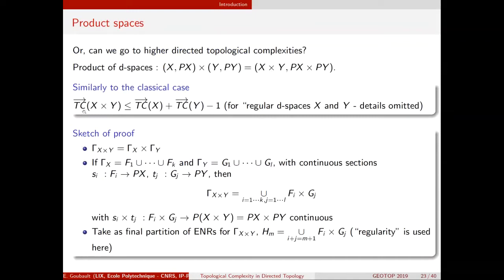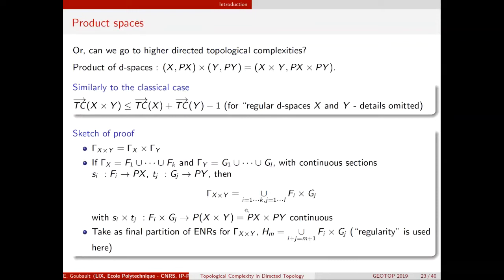You have this inequality. The directed topological complexity of the product space X times Y is less or equal than the sum of the topological complexities of X and Y minus 1. And that's exactly the same proof as in classical topological complexity. I won't give it to you, it's right there.